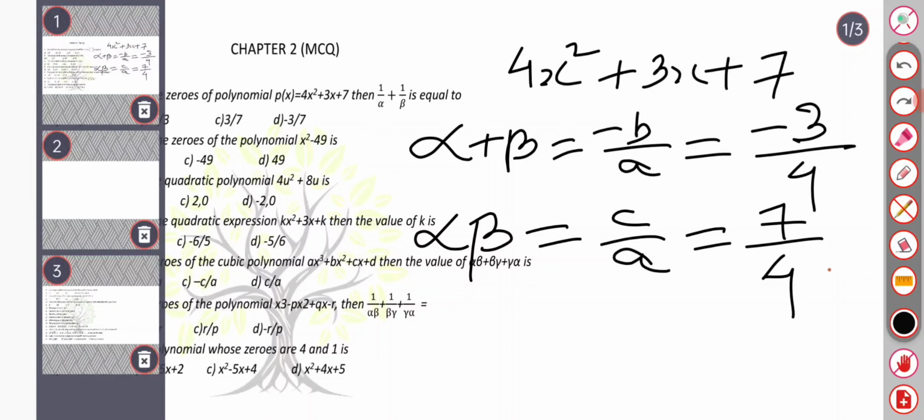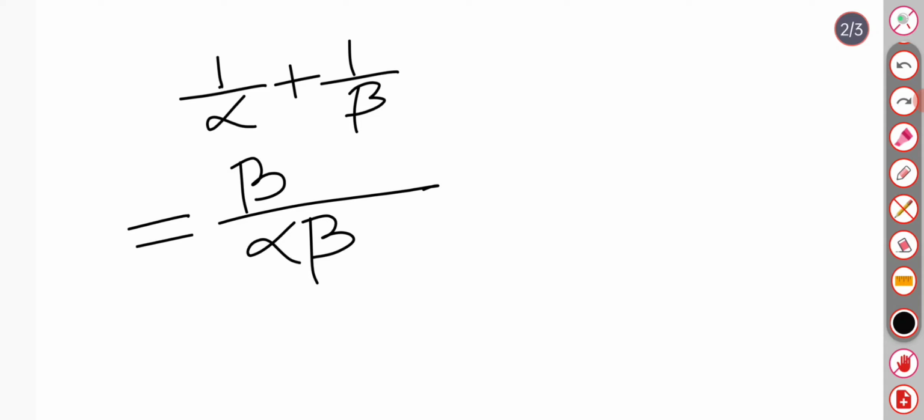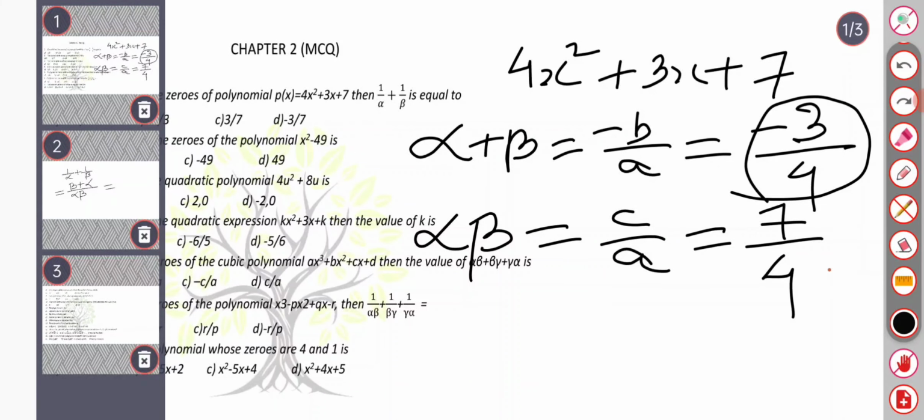Now we need to find the value of 1 by alpha plus 1 by beta. Now if you take the LCM of alpha beta, you will get alpha into beta. So 1 into beta, beta, plus similarly, what will you get? 1 into alpha. So ultimately alpha plus beta over alpha into beta. Alpha plus beta value you got minus 3 by 4. Similarly alpha into beta you got 7 by 4.